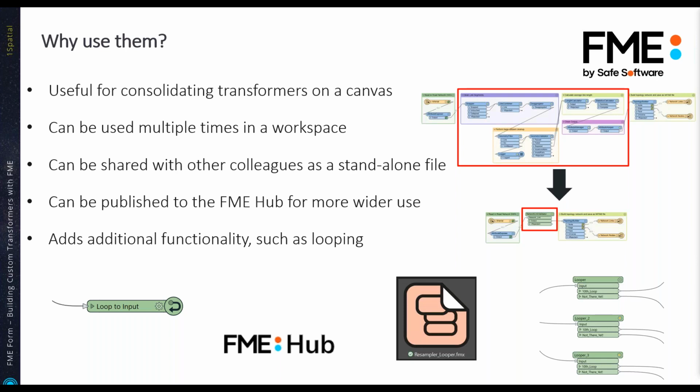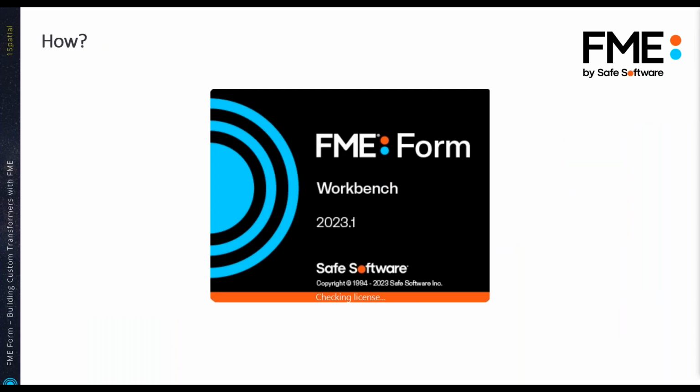But it also adds additional functionality. Looping is something that we're going to cover a little bit later on, and it's functionality that's only accessible within custom transformers, and it's a really useful thing to be able to do. So let's jump into FME Form and show how these work.